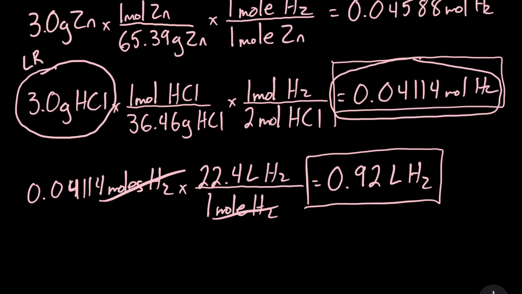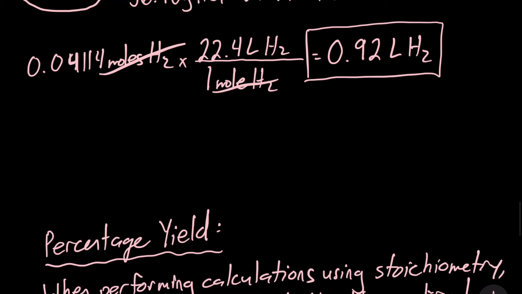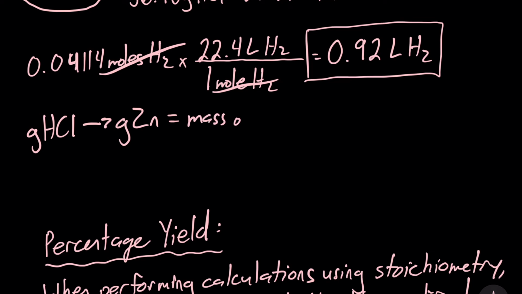Okay, so how can we do that? We can go from grams of HCl to grams of zinc, and what that's going to give us is the mass of zinc used in this reaction. So if we know the amount of zinc used, we can simply subtract that from our original amount of zinc, which will give us our excess.